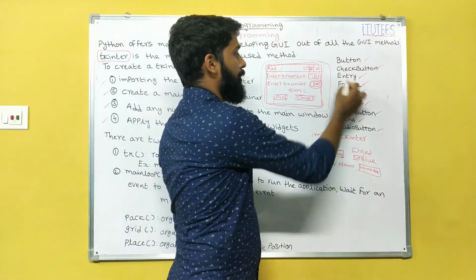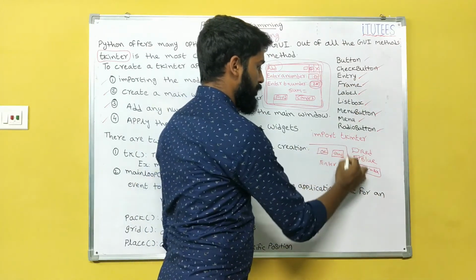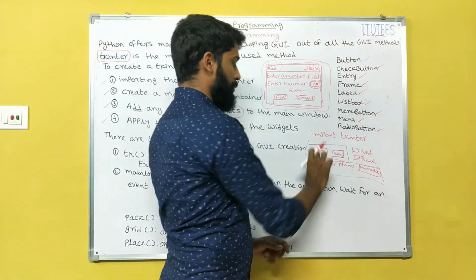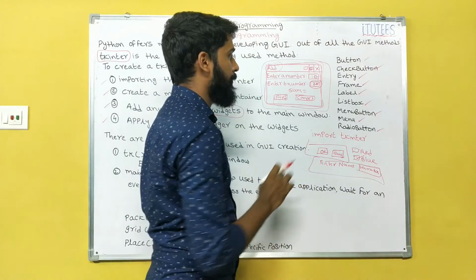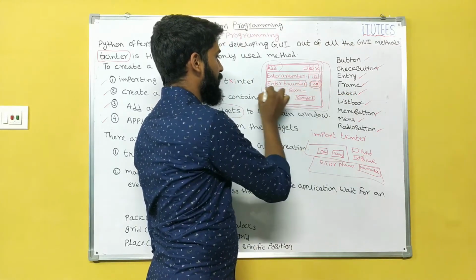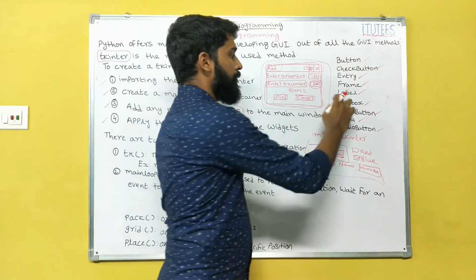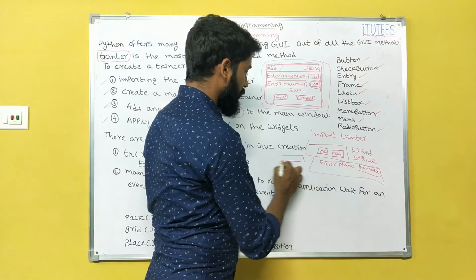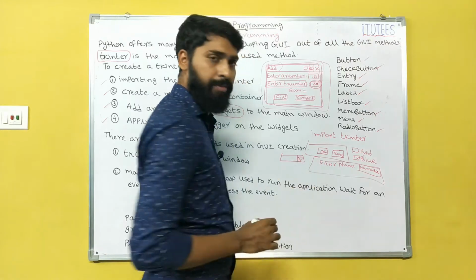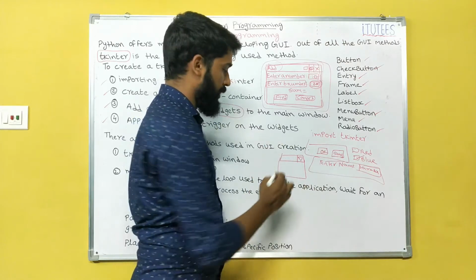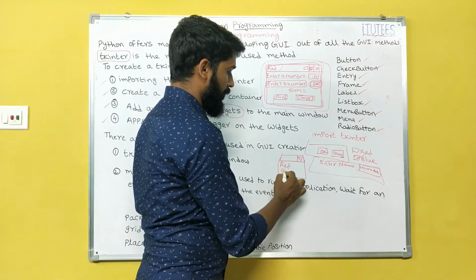Next one, frame. These two are one frame, and these two are another frame. So frames are also a widget. Next, label. A label is used to display a message. List box. It appears like this. You click on this and menu items are displayed, for example red, green.